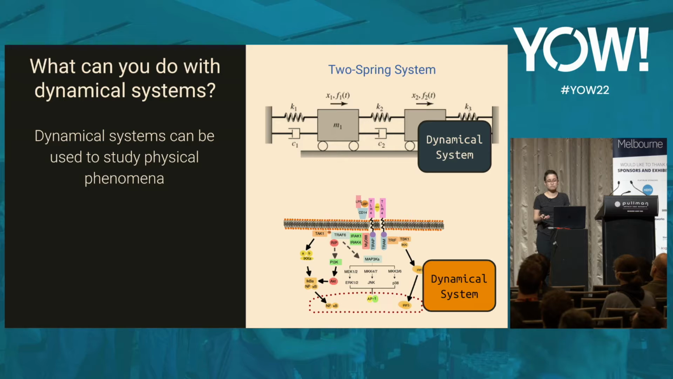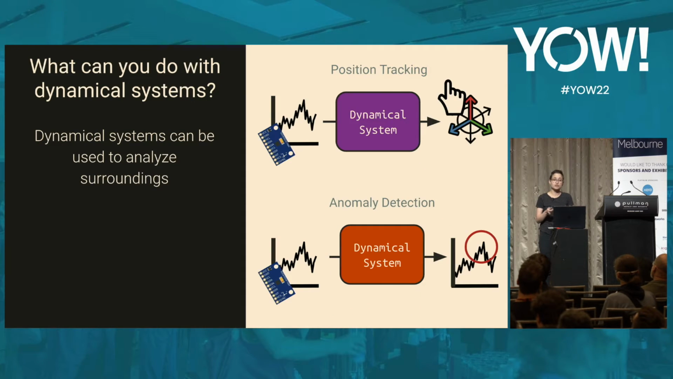What can you do with a dynamical system? Well, one thing you can do is use it to study a physical phenomenon. What you do there is you observe some phenomenon in nature, you mathematically model it with a dynamical system, and then you run that dynamical system under a variety of different conditions to gain a deeper understanding of the phenomenon. You can also use a dynamical system with a sensor to extract higher order information about your surroundings. So for example, you can have a dynamical system work together with an IMU to extract positional information of the object that the IMU is mounted to. Or you could use a dynamical system to monitor a time series signal and identify when an anomaly is occurring.